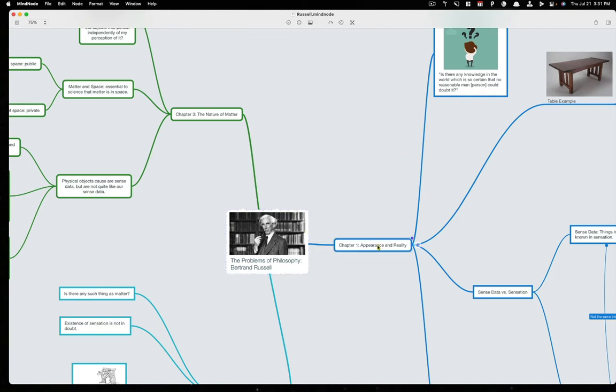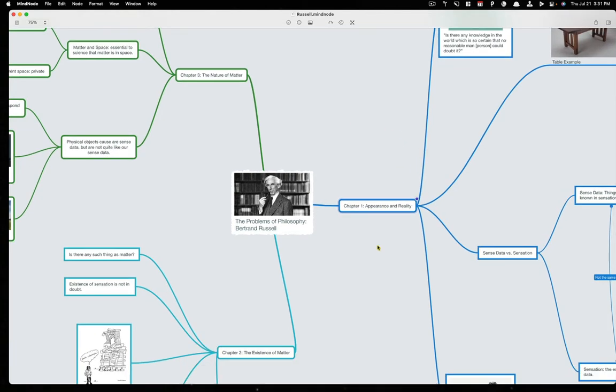So the first problem we're going to talk about is the distinction between appearance and reality. I think all of us have had experiences where what appears to us to be the case isn't actually the case. For example, if you've ever had a very high fever where your perception of the world seems to be skewed, the fever has made you delirious. You're seeing things that aren't actually there, or everything looks just a little bit off.